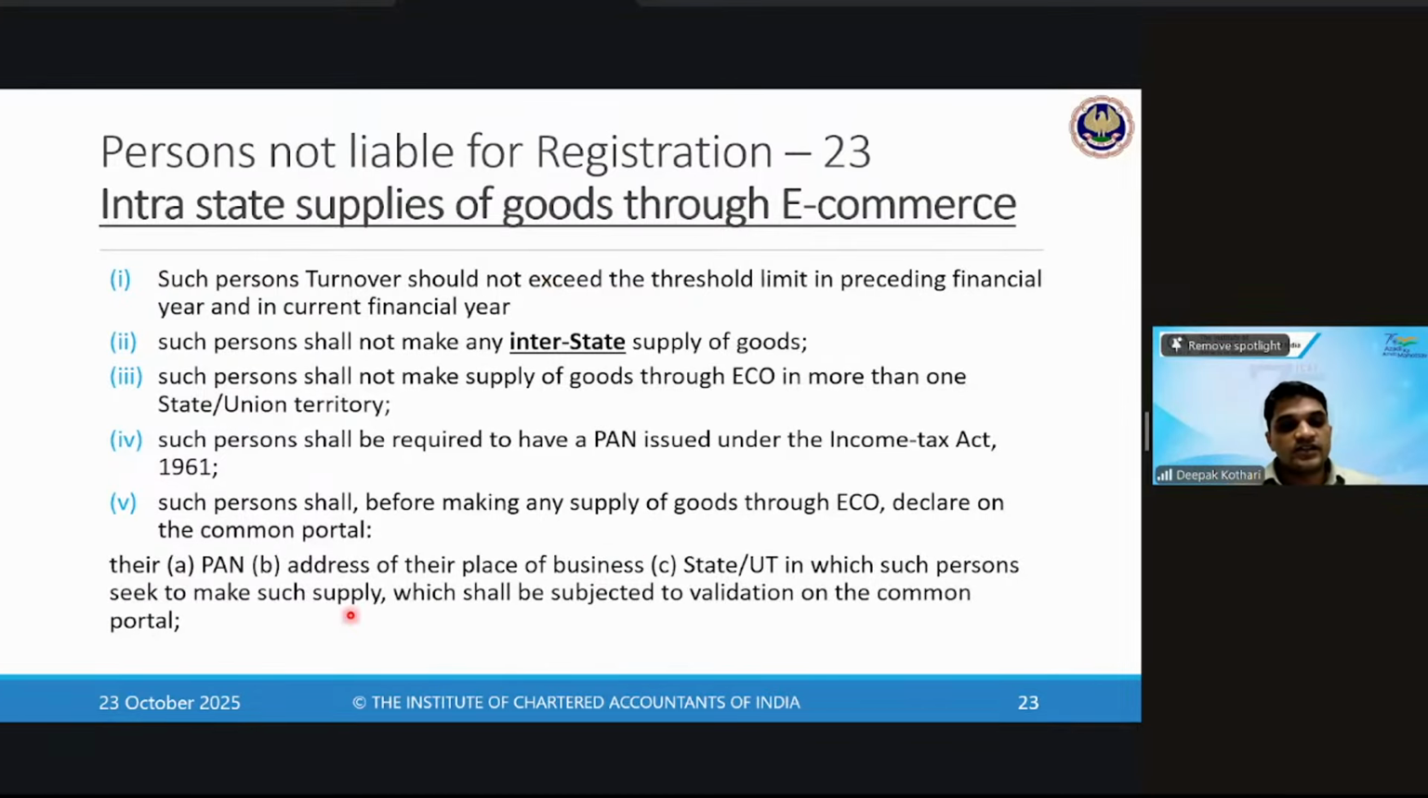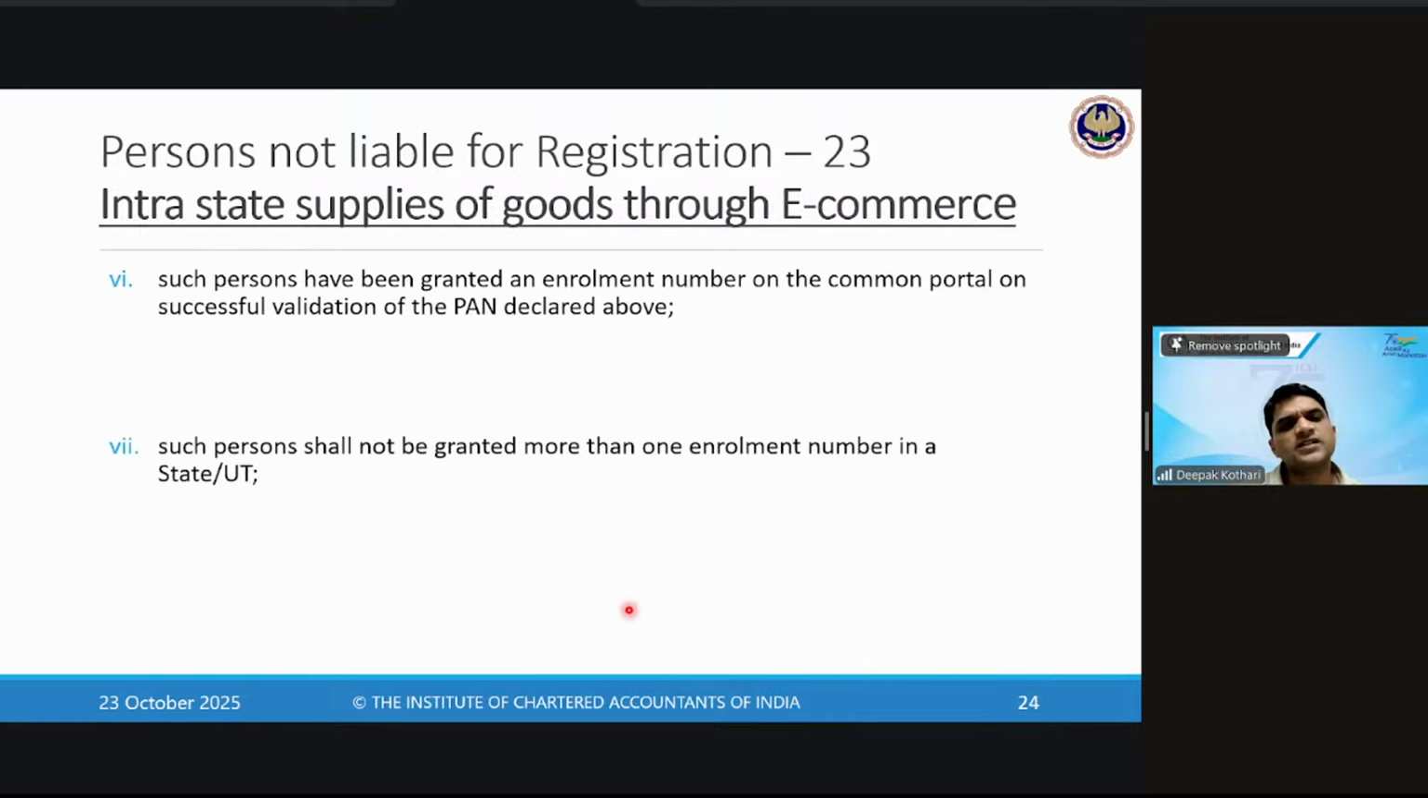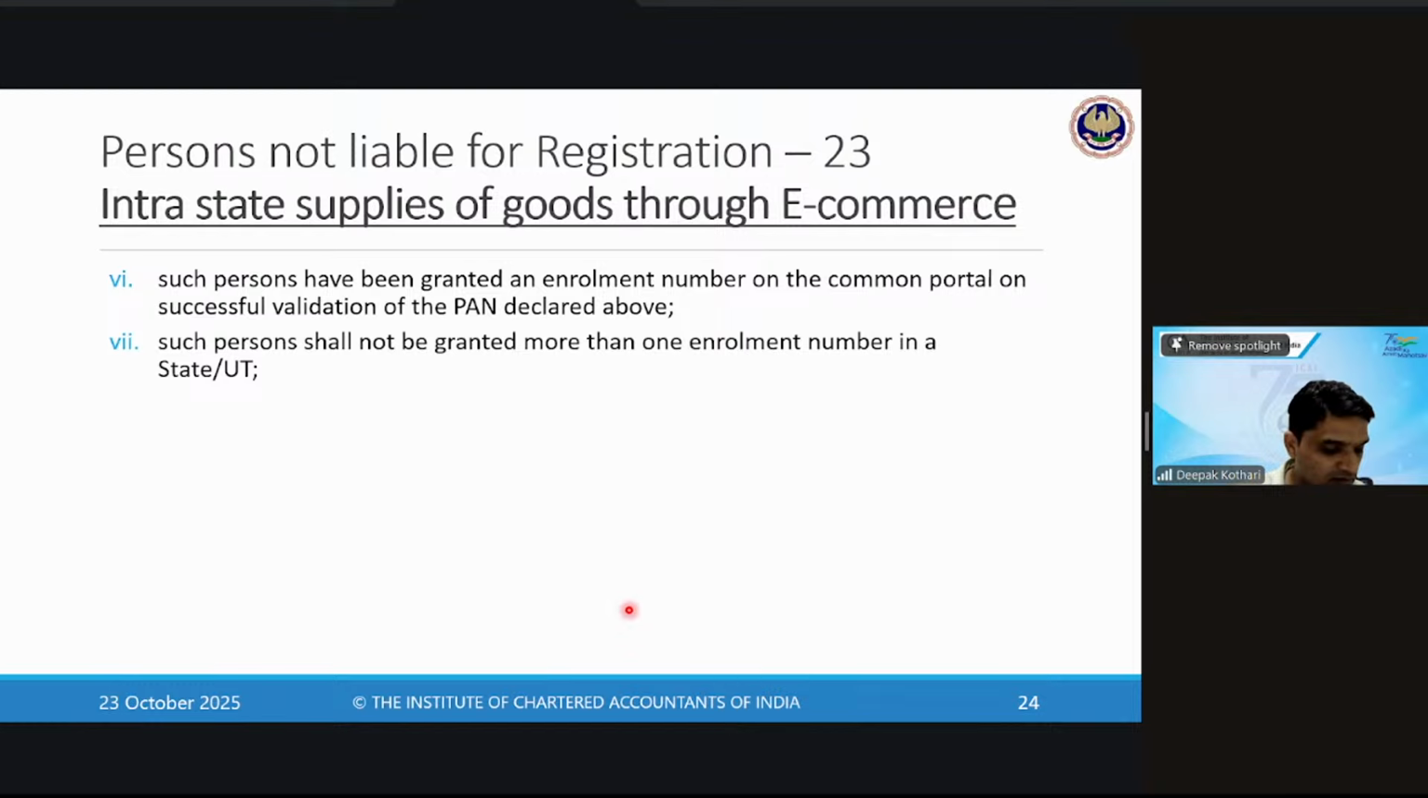And they should make a declaration, their PAN, the address of their business, the state in which such persons seek to make supply, and which shall be subjected to validation. So all of this will be validated. Then such persons has been granted an enrollment number. तो उनको एक enrollment number दिया जाएगा based on the PAN, not the GST number, but a separate enrollment number. And they should be having only one enrollment number.